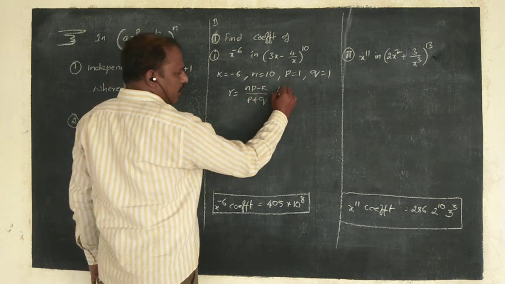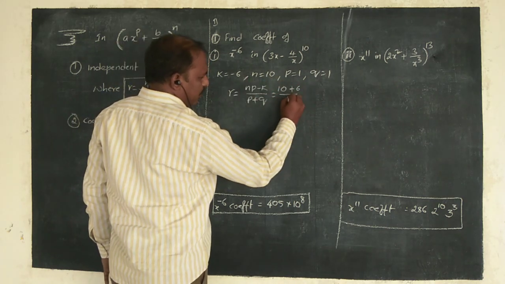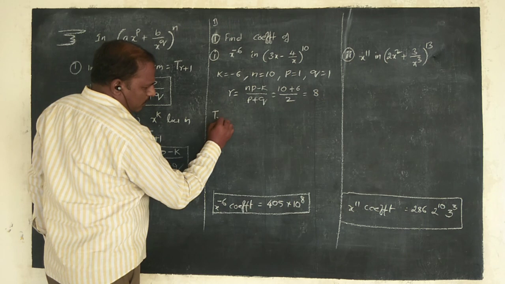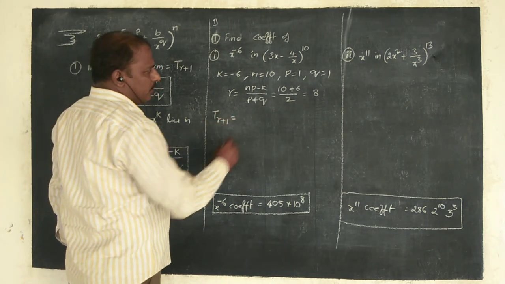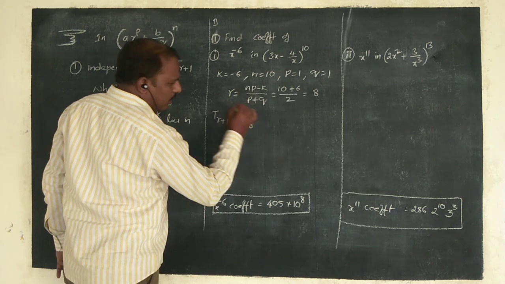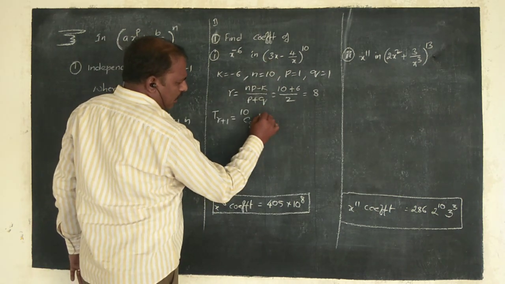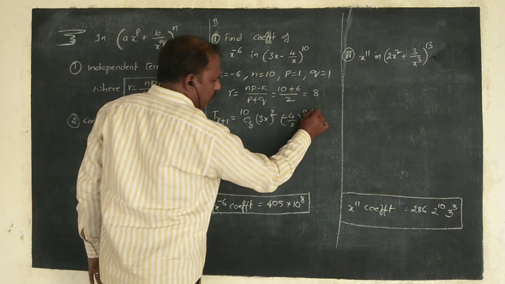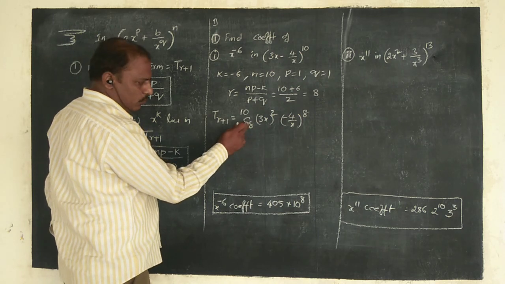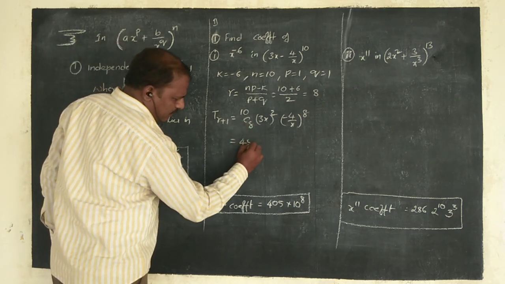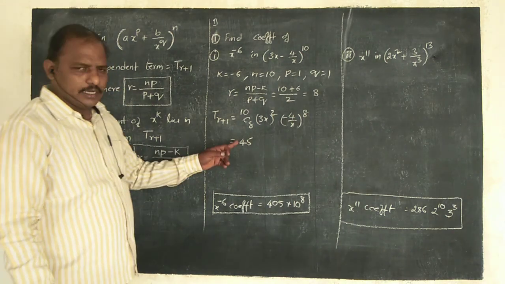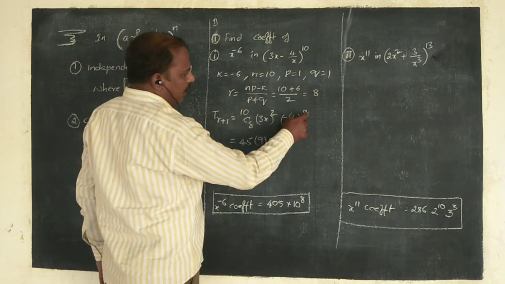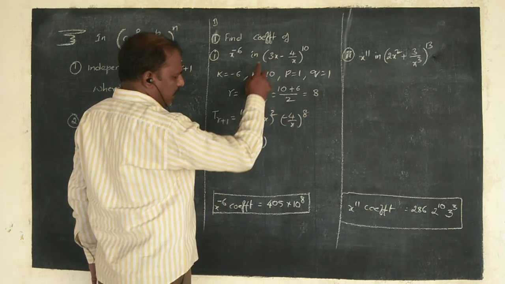What is np? np is 10, minus k is plus 6, by p plus q is 2, that is r. So what is Tr plus 1? The formula is nCr, x to the power of n minus r, a to the power of r. 10C8 is nothing but 10C2. 10C2 is nothing but 45, from Pascal's triangle. 3 square is 9. x square by x power 8, x power 2 by x power 8 becomes x power minus 6.